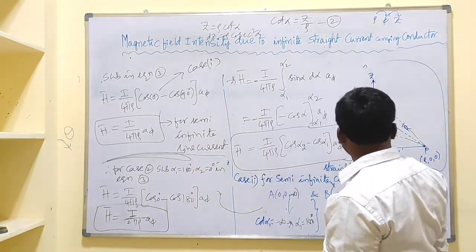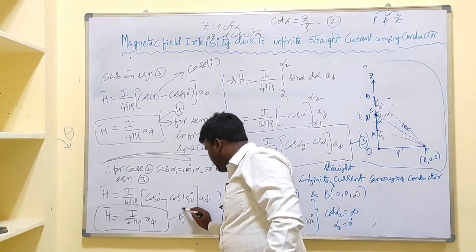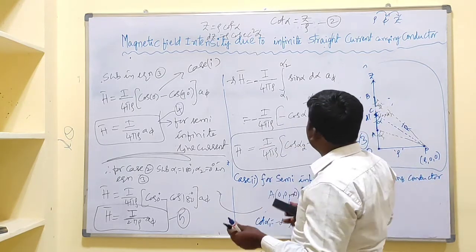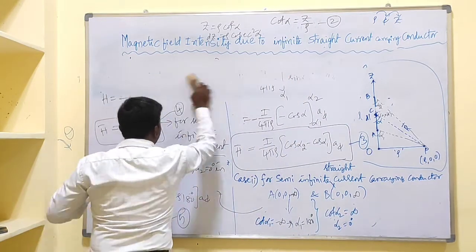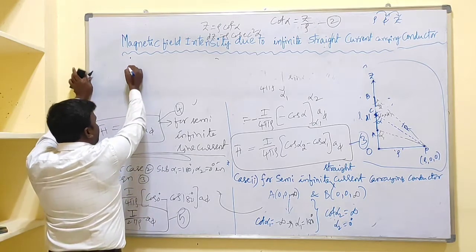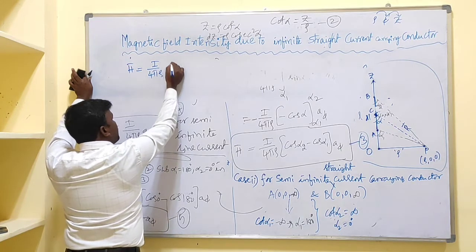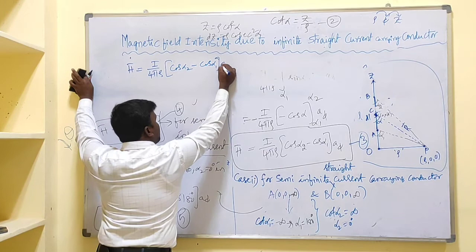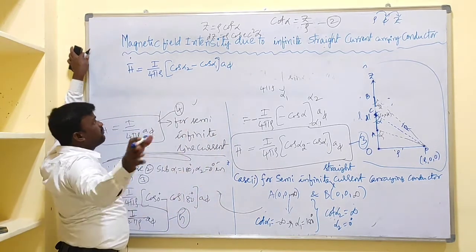So this is equation 3, this is equation 4, and we can take this as equation 5. We can conclude that the magnetic field intensity due to a finite straight current carrying conductor is given by H equal to I by 4 pi rho into cos alpha 2 minus cos alpha 1 into a phi. Alpha 1 is the angle subtended by the lower end, and alpha 2 is the angle subtended by the upper end.